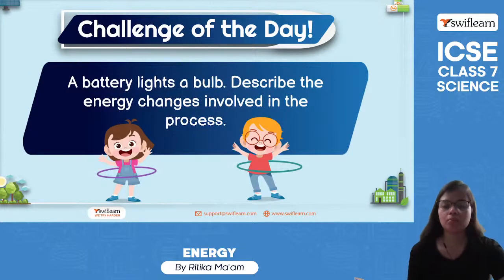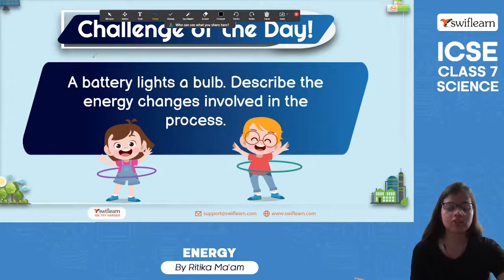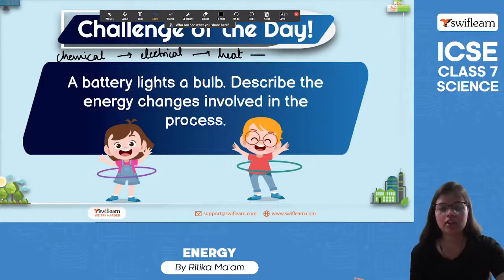A battery lights a bulb. Describe the energy changes involved in the process. Talking about a battery lighting a bulb, first of all, chemical energy in the battery will change to electrical energy. Now this electrical energy will change to heat energy, and heat energy will change to light energy.